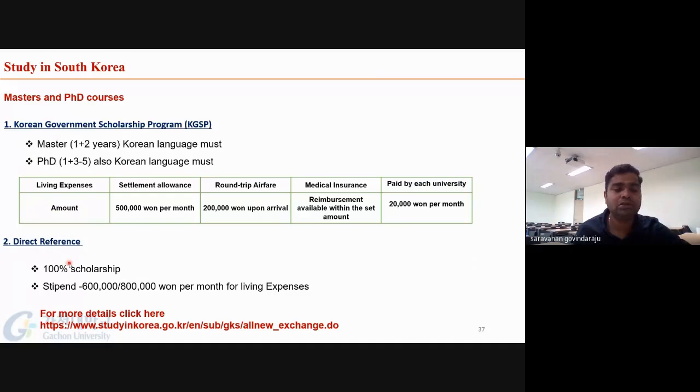Here also, you get a 100% scholarship. The stipend is $600 for a master's student and $800 for a PhD student, but in my laboratory I recently increased it to $800 for master's and $1,000 for PhD, because we have some funds. This stipend you can use for living expenses, and the living expenses will almost be covered by $600 and $800. So these are the ways you can approach higher study here.